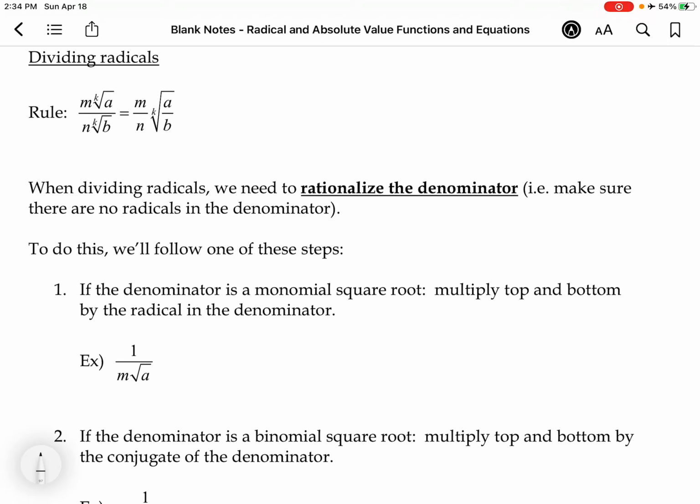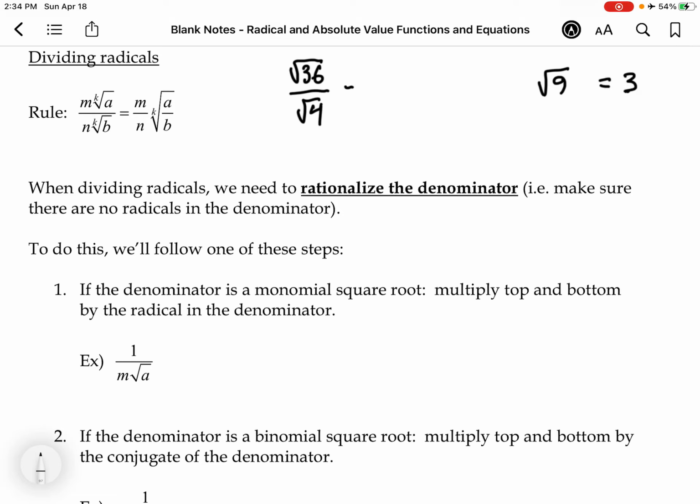Now, again, why does this work? Let's say I have something like the square root of 36 divided by the square root of 4, okay? Well, 36 divided by 4 is 9. So let's compare that to the square root of 9. Well, we know the square root of 9 is 3.